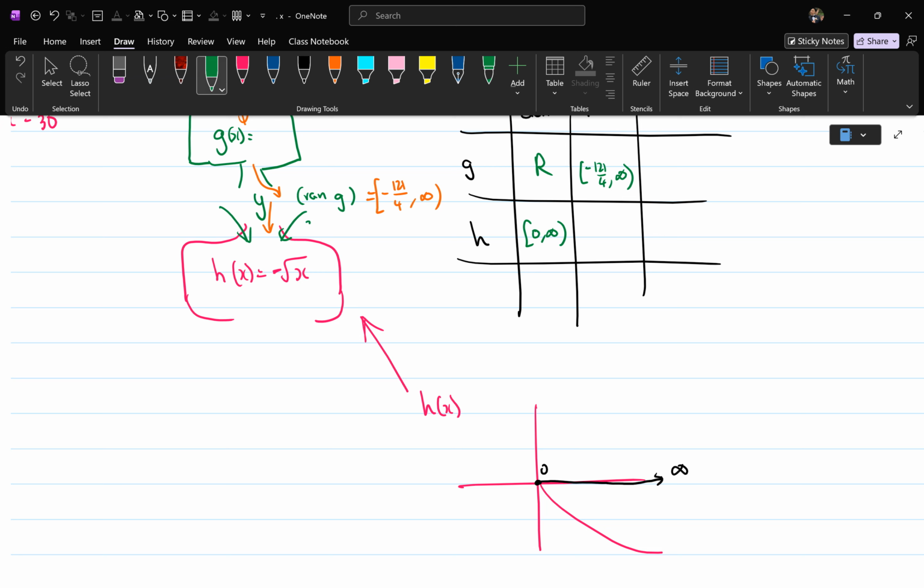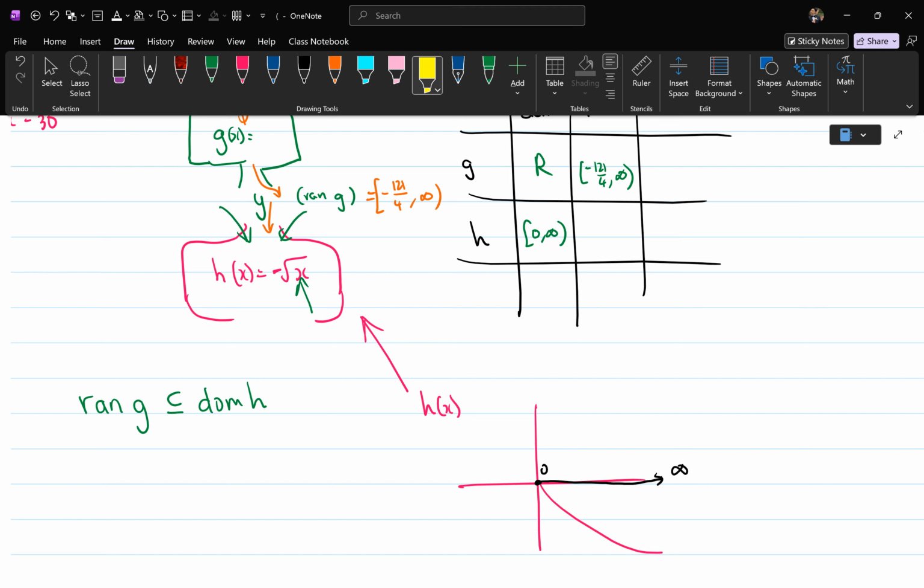That means the domain, 0 to infinity, is the only set of numbers that h of x can take, because whatever you put in is the x values. But those x values are actually the range of g. That's why the condition in exercise 1e was that the range of g needs to be a subset of the domain of f, or in this case, h. Okay, it needs to fit. Otherwise, there'll be a problem here.